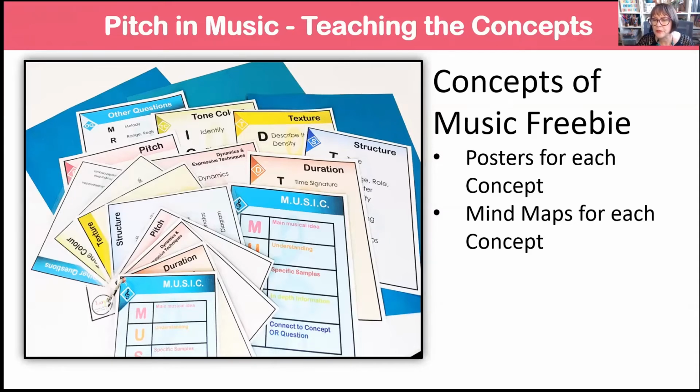Concepts of music freebie. As you can see here, this is printed a few different ways. You can see the actual posters. These are all the ones you're getting: duration, dynamics and expressive techniques, pitch, structure, texture, tone color, and other questions, which is when you're looking at all sorts of ways to do it. And then also my music scaffold, which is main idea, understanding, samples, in-depth information, and connect to concept or question. You can also see how I've printed it and used it as a little manipulative resource for the kids.